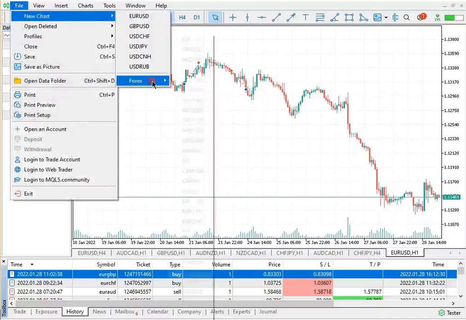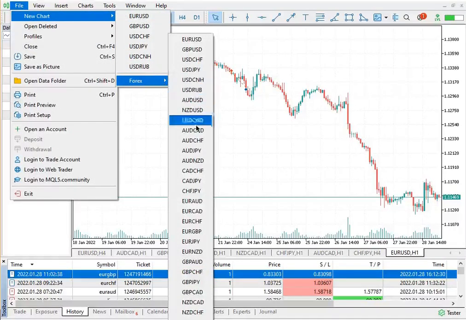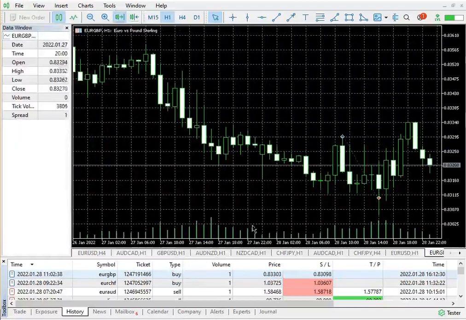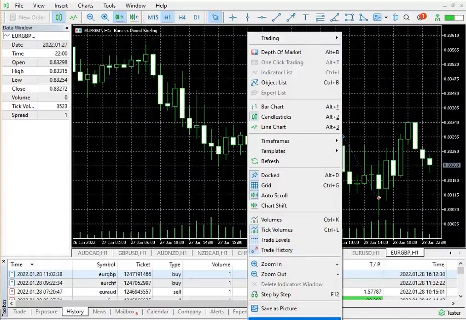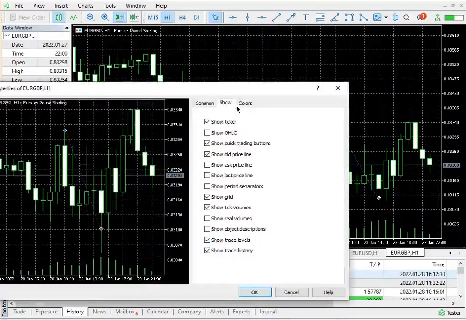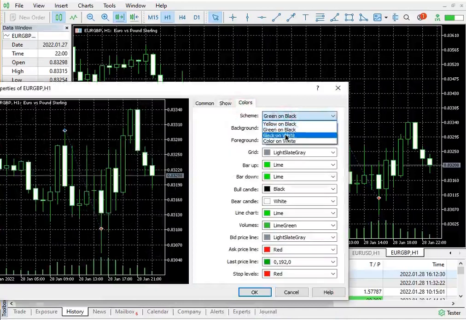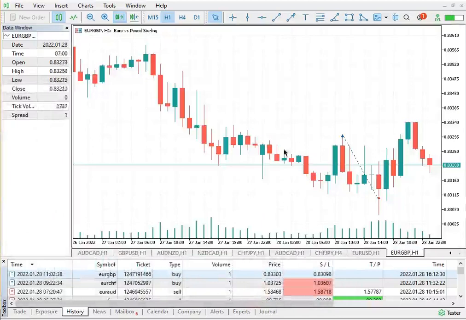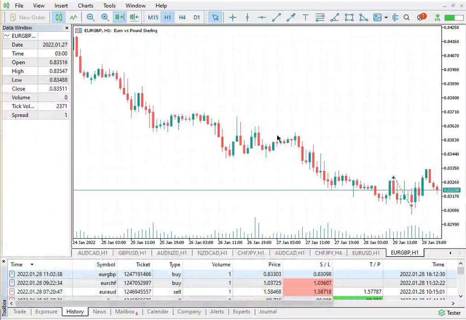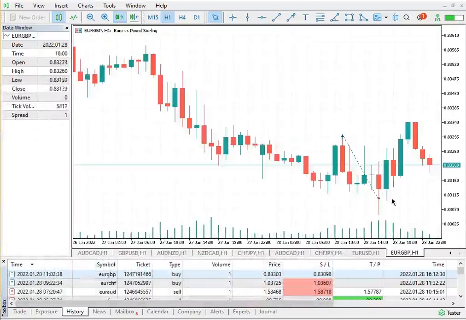New chart, forex, the euro pound. It's right here. And then remember what we did, right click, properties, right? Colors, color on white, right? We say okay. And then we zoom out on it. Hold on, let me zoom in so I can see the trade you took.